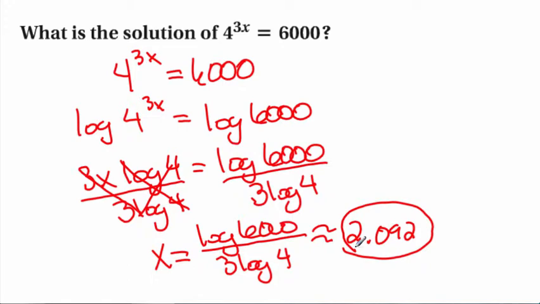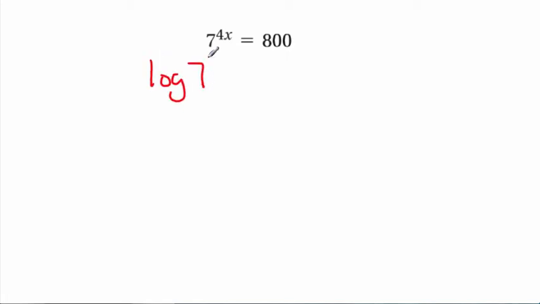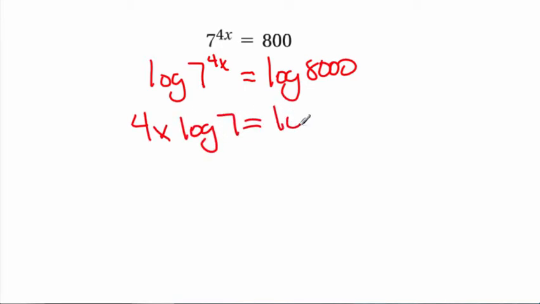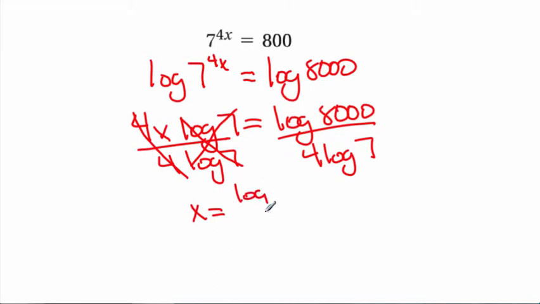So, let's work one more example. What about 7 to the 4x equals 800? Since this doesn't have the sentence, I'm going to pretend like I wrote it, basically just to be lazy. I would immediately take the log of both sides. Pull the 4x out front. Divide both sides by 4 log 7. So x comes out to be log 800 divided by 4 log 7.